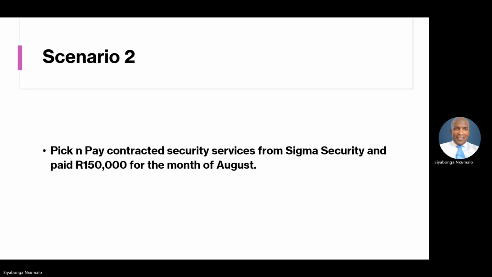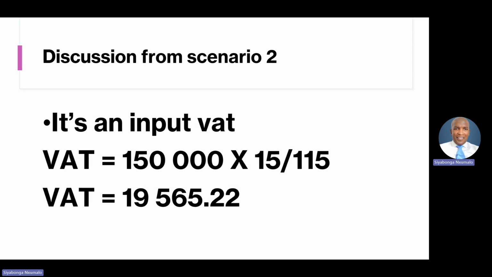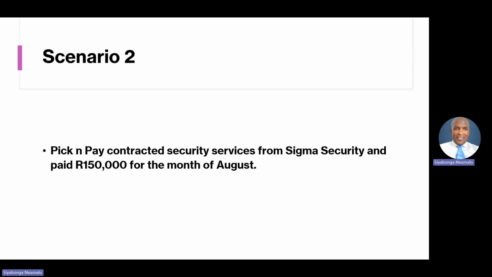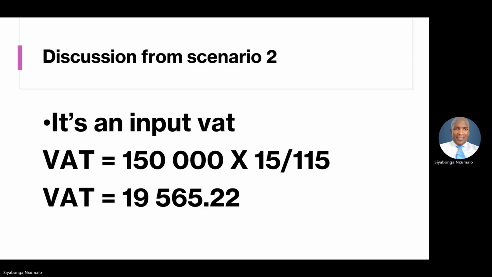Okay, so we've agreed that this is an input VAT and the VAT amount is 19,000. So Pick n Pay, every time they go and pay for that 150,000, they'll be getting close to 20,000 from SARS for buying the security service from Sigma Security.